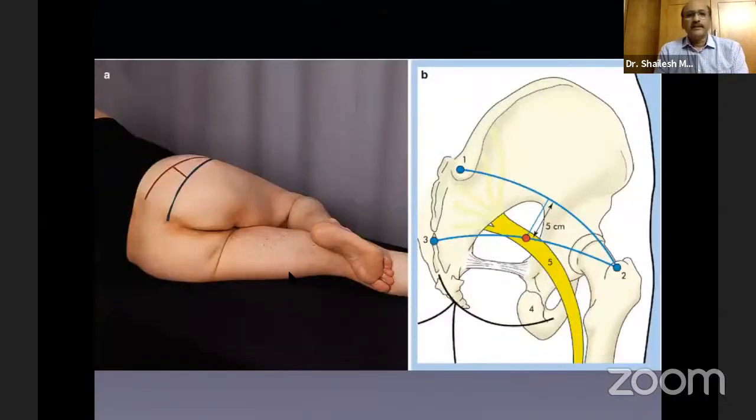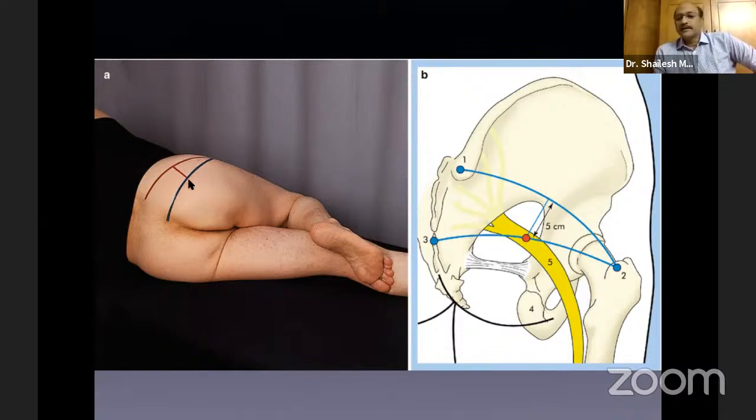Now, before giving this block, the position is most important. This is called the modified Sims position. Sims position is normally used when you do a perineal examination. This is modified Sims, where the pelvis is tilted a little forward so that the muscles become a little tight and the fat doesn't fall much. So in this modified Sims position the lower limb is straight and the upper limb, which is to be operated, has to be flexed and the pelvis has to be tilted forward.